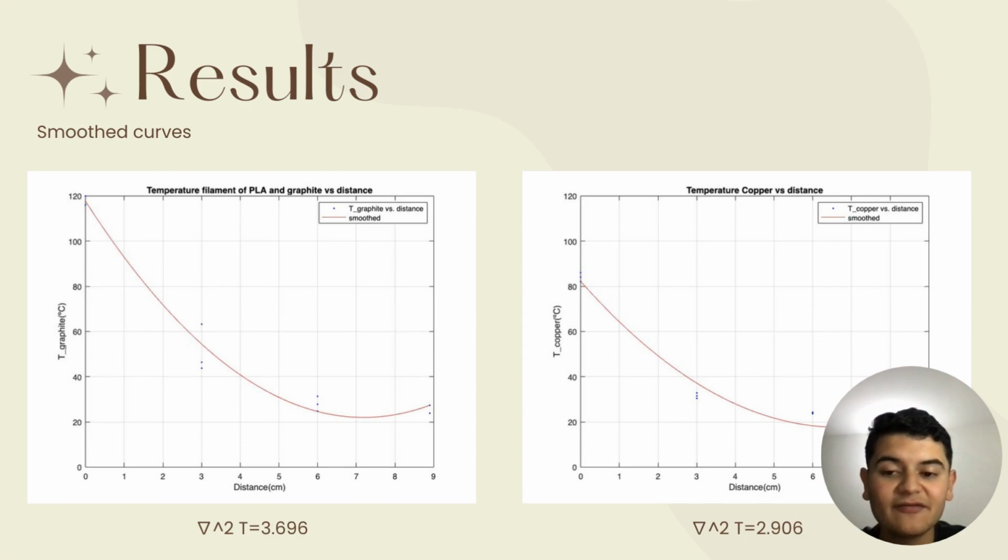This second graph is the same as the previous one, but in this part we have the temperature of PLA and graphite and the temperature of copper. We can see here also the second derivative below the graph and also the smoothed curve, and the blue points show us also the real points, without using the curve fitting toolbox on MATLAB.